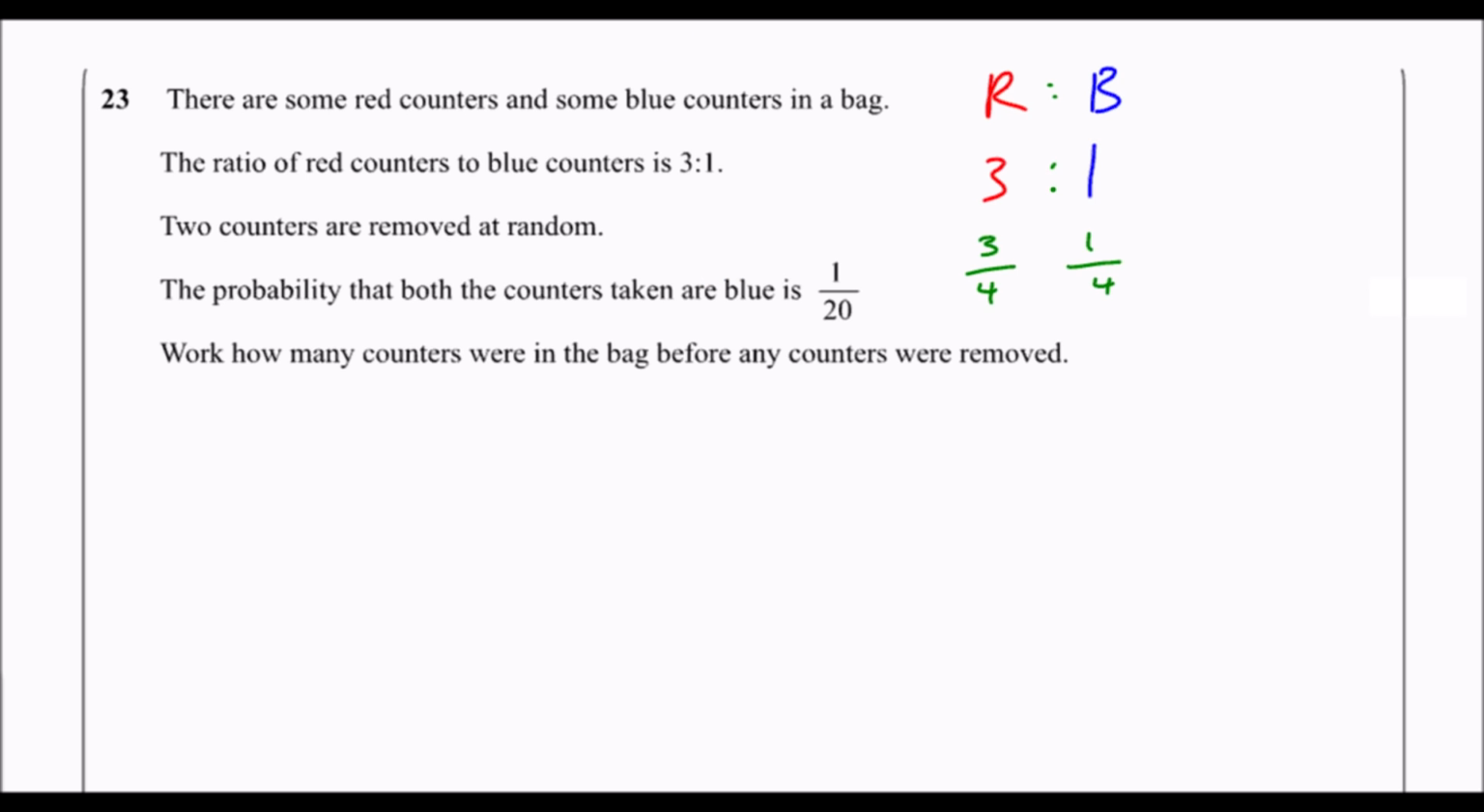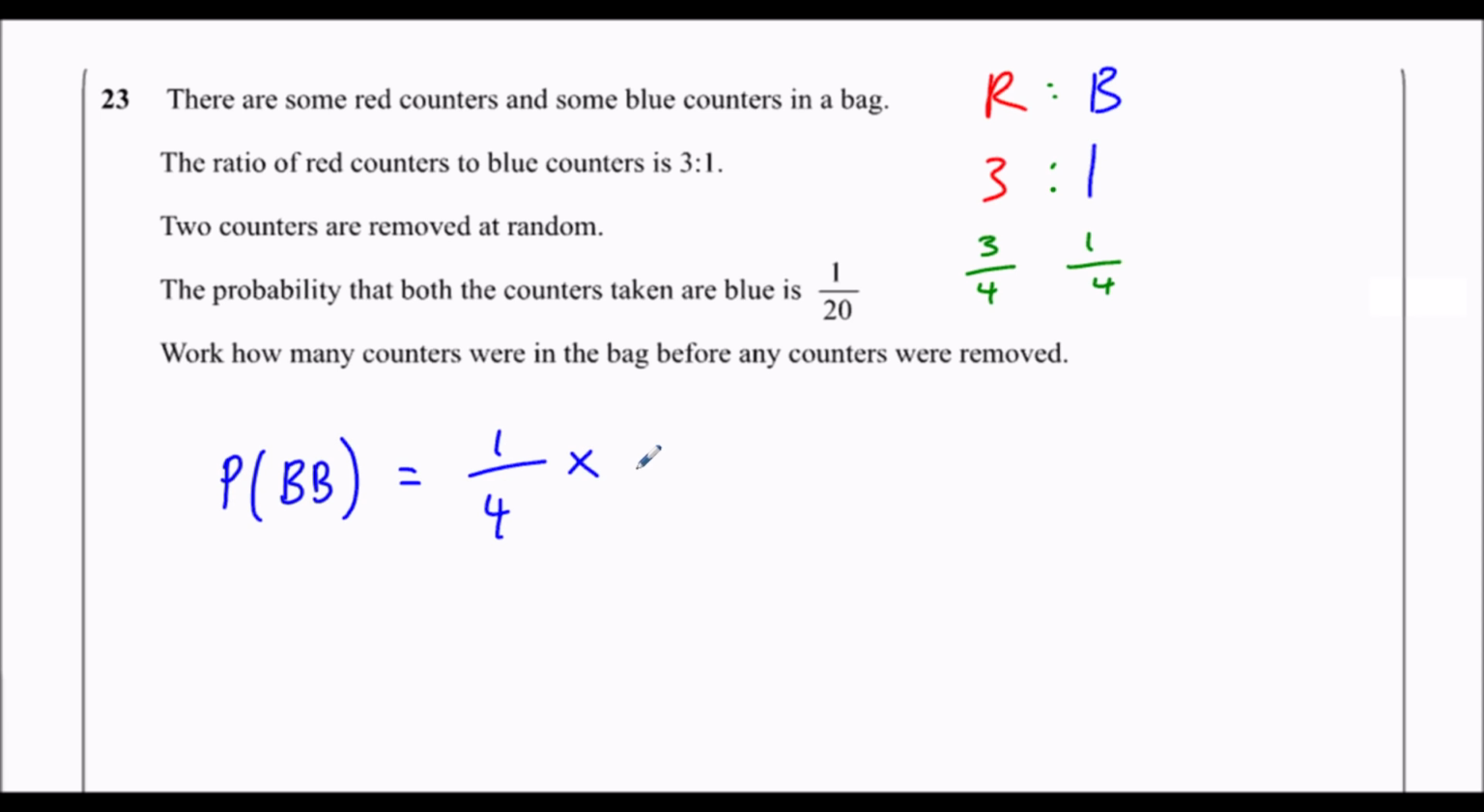So we don't know how many counters were in the bag, but we know if we take blue then blue, the probability is 1/20th. So the chance of getting a blue the first time, we know 1 quarter of them are blue, is 1 quarter. So the probability of blue then blue, the first one being blue, is 1 quarter.